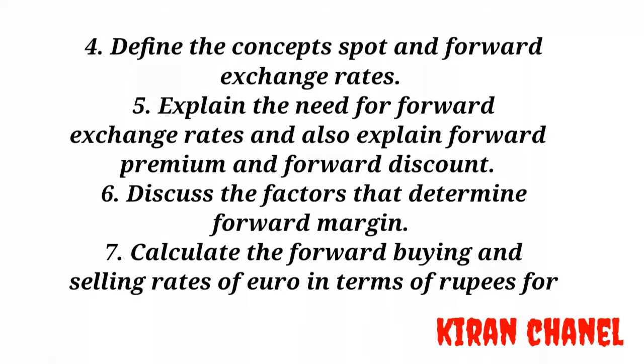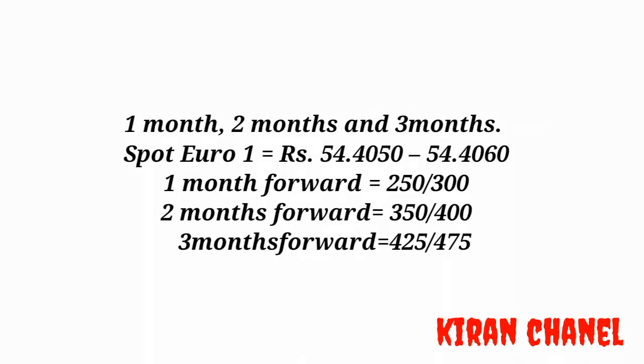Number 7. Calculate the forward buying and selling rates of euro in terms of rupees for 1 month, 2 months, and 3 months. Spot: 1 euro equals Rs 54.4050 to 54.4060.